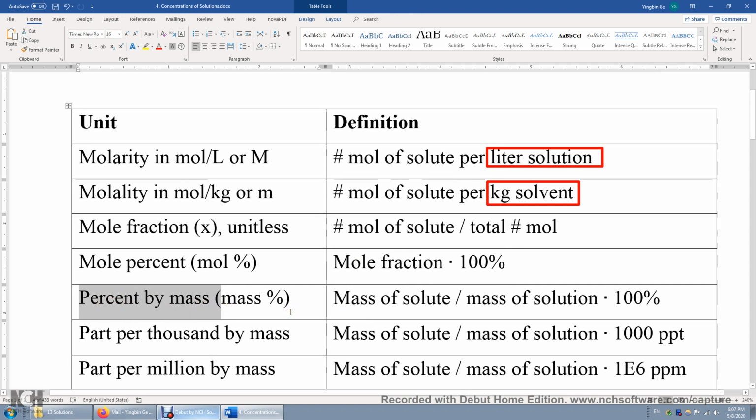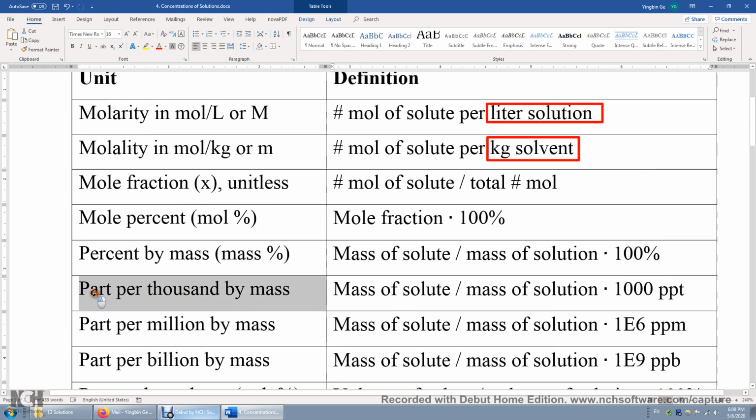Percent by mass. All right, this is the mass of the solute divided by the mass of solution. So this is the total mass of the entire solution. So if you're dissolving 2 chemicals, A and B, in water, it's going to be the mass of A divided by the mass of A and B and water together to get the percent by mass for A. All right, for B, again, you need to have the mass of B divided by the sum of A, B, and water. All right, and then don't forget to times 100% in the end.